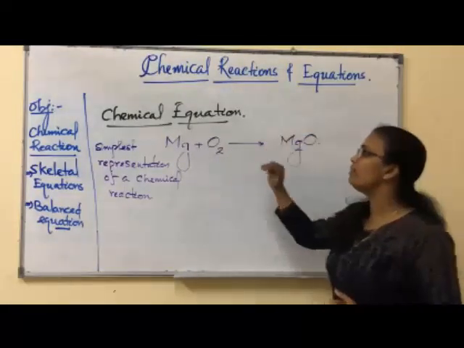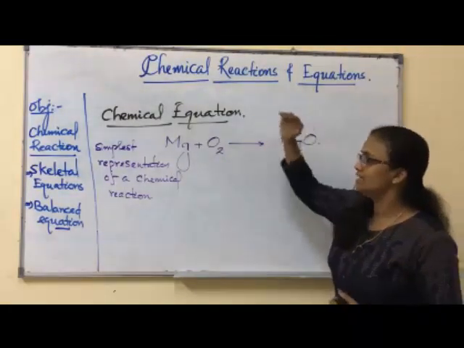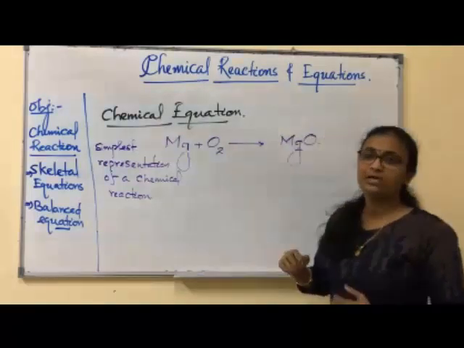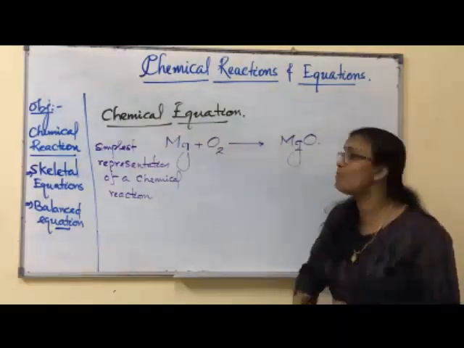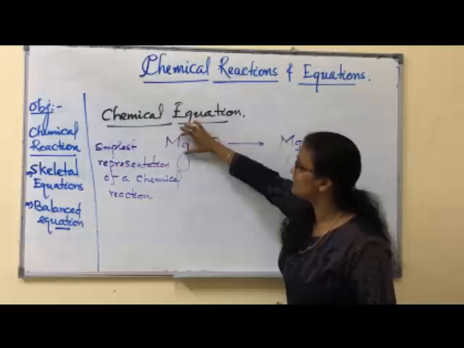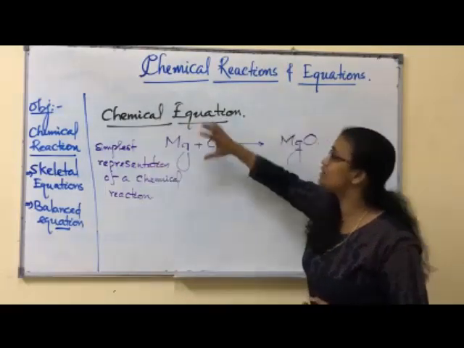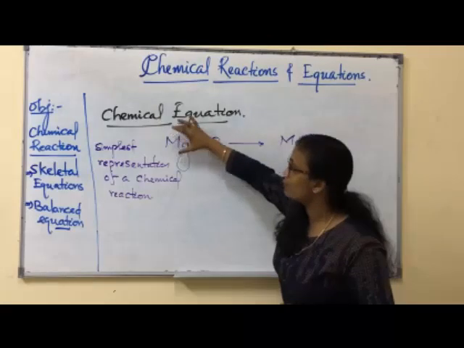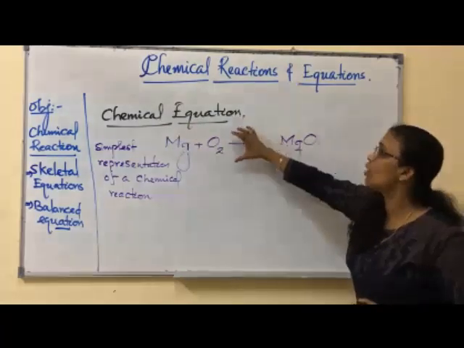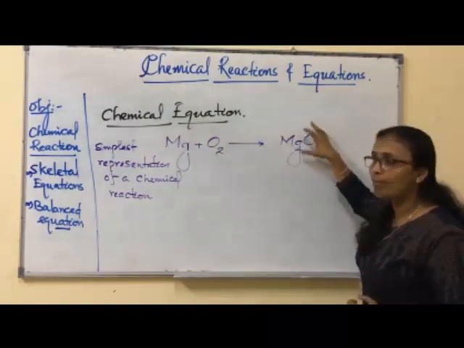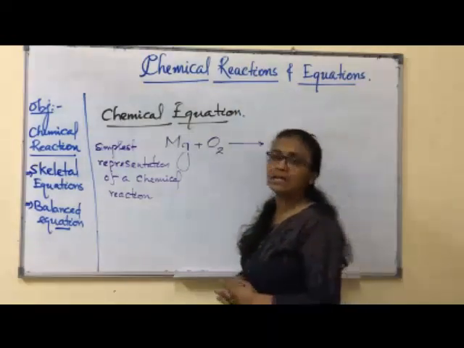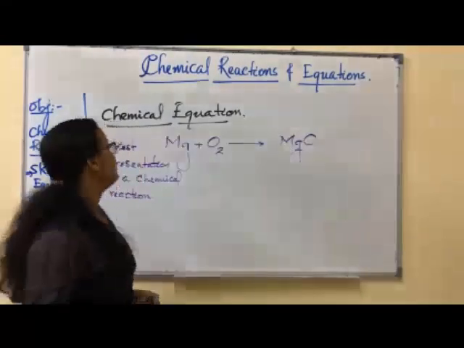So, what do you mean by a chemical equation? It is the simplest representation of a chemical reaction. In which form? In the form of the symbols of atoms or molecules or compounds which are involved in the chemical reaction.